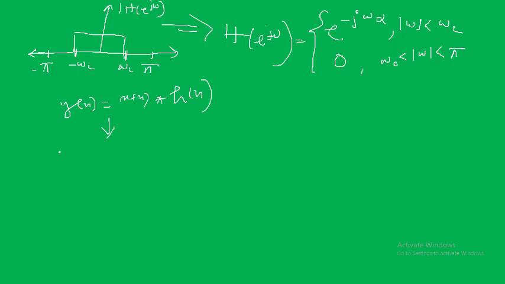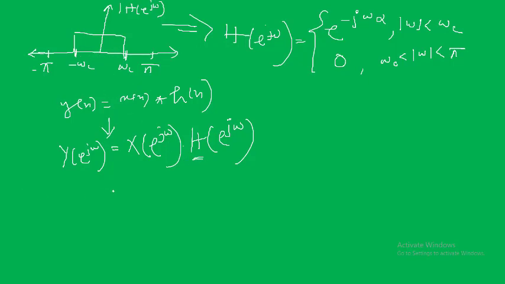Now the Fourier transform version of it, Y of e power j omega, can be written as X of e power j omega times H of e power j omega, since convolution in the time domain results in multiplication in the frequency domain. Now within minus omega c to plus omega c, the value of H of e power j omega is e to the power minus j omega alpha, so Y of e power j omega is e to the power minus j omega alpha times X of e power j omega.